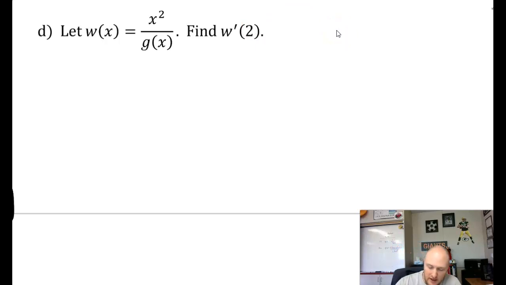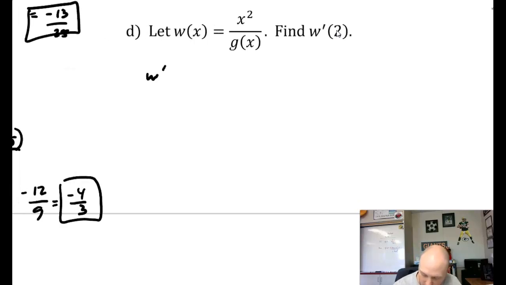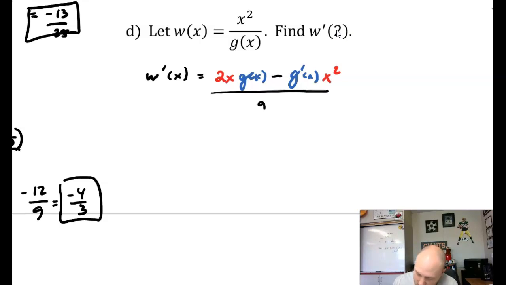Okay, let's go ahead and first take the derivative. I am dividing two functions, so I have to use the quotient rule. Derivative of the top, 2x, times the bottom, g of x, minus the derivative of the bottom, g prime of x, times our numerator, which is x squared. I don't know why I did black there. I should have done red. X squared. Okay, divided by g of x, all squared.